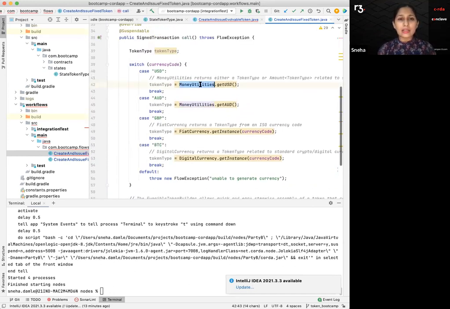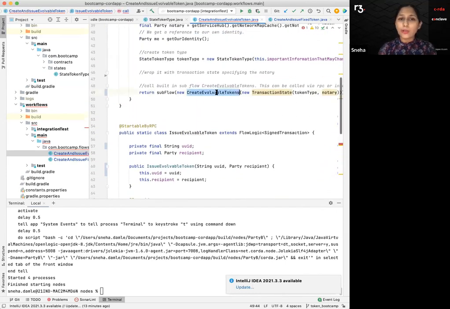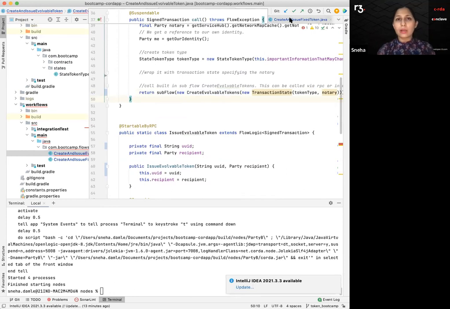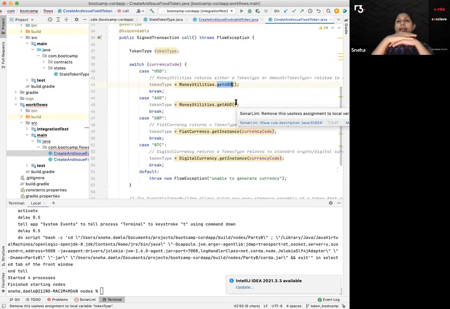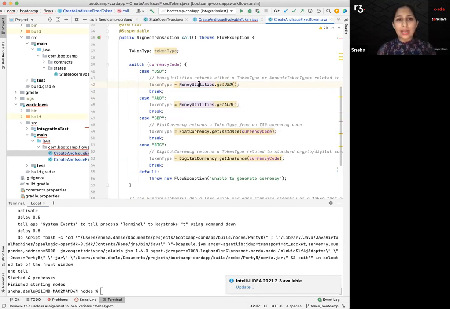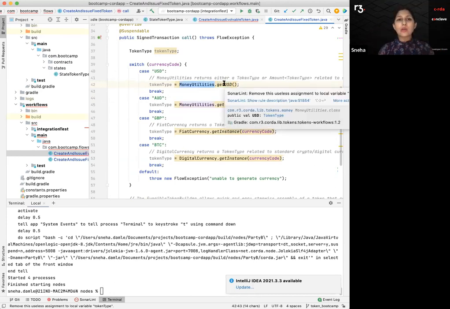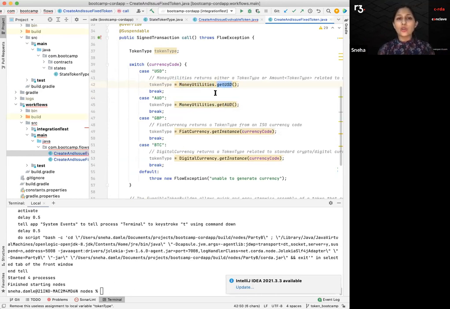So here you saw that we used the create evolvable token flow, which actually creates the base token type. But if you want to create a fixed currency based token type, you can directly use these inbuilt classes, which give you directly an instance of the base token type. So let's say you want to issue certain fungible tokens on USD. You can directly use the money utilities get USD or get AUD to get the base token type instance. You can also use the fiat currency, which again, let's say you want to have GBP as your base token type, you can use these inbuilt utilities.